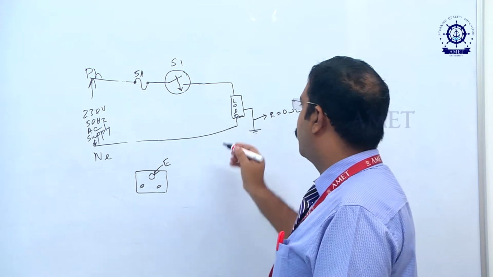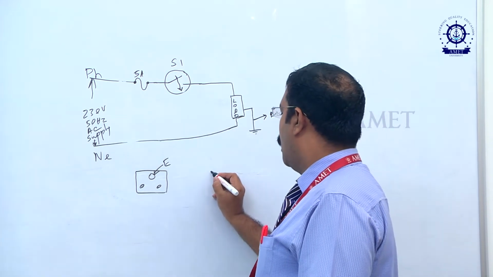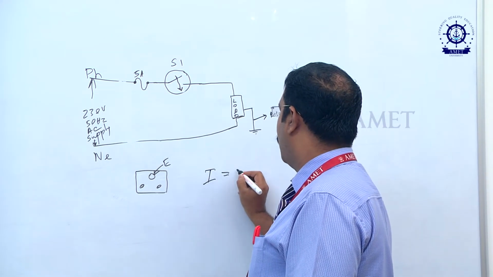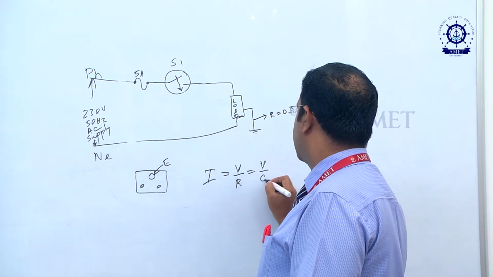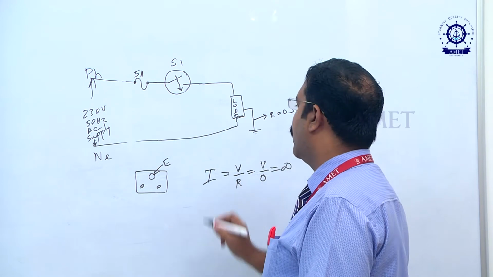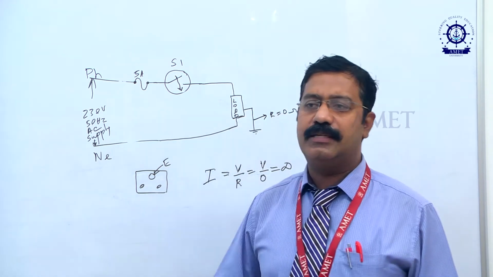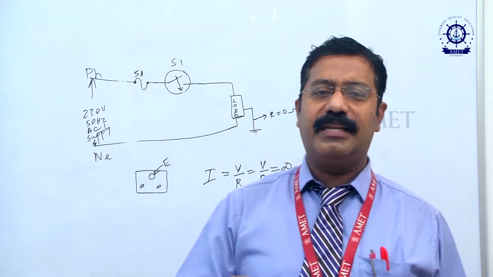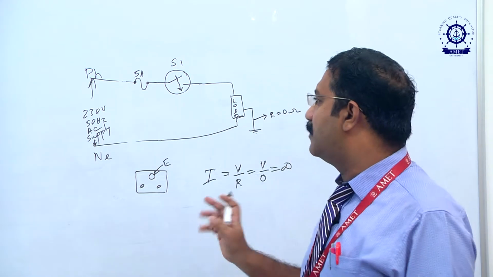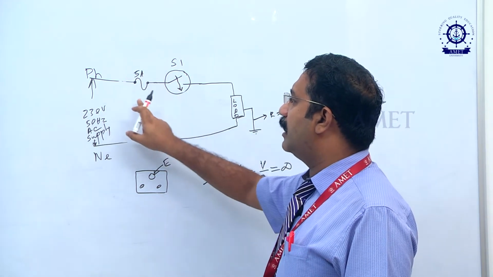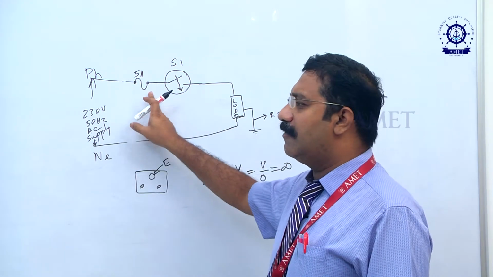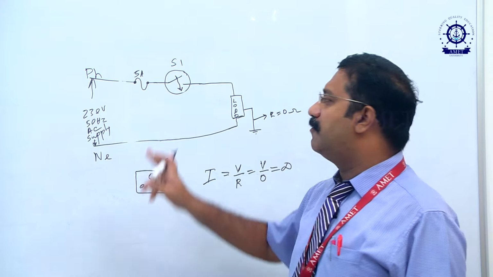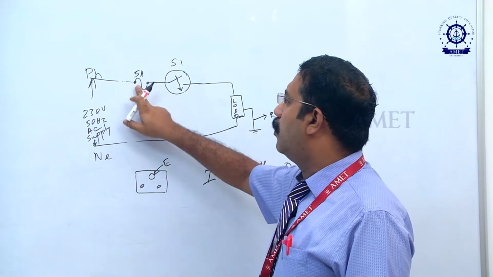If the current is flowing through the earth circuit, and the resistance is 0, what will be the current value? I will be equal to V by R, where R is 0, which is equal to infinite. Current will start rising to infinite within a short span of time. Your fuse rating is 5 amp. The current will exceed the 5 amp, which will make your fuse blow out.